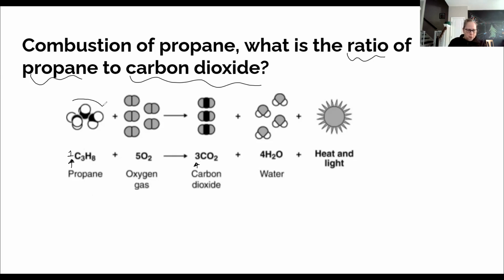Plus, you could look up at this picture. This picture is hard to show, but it's actually showing some single bonds between those carbons. Okay, but there's only one propane there. Okay, and then there are 3 very distinct linear carbon dioxide models. So our ratio is 1 to 3. If they asked for the ratio of carbon dioxide to propane, it would be 3 to 1. So just read what the problem says.